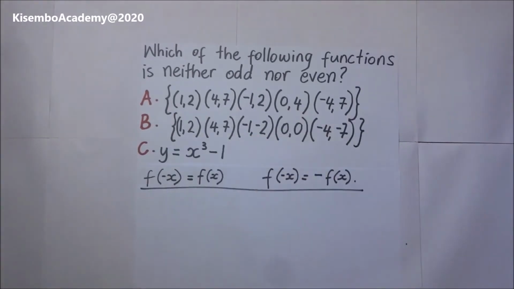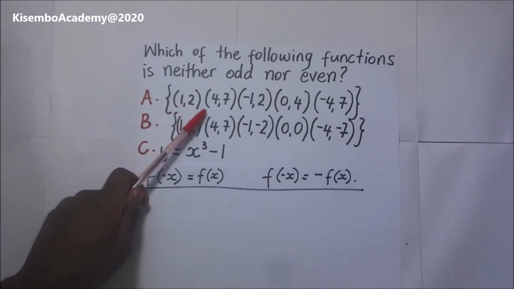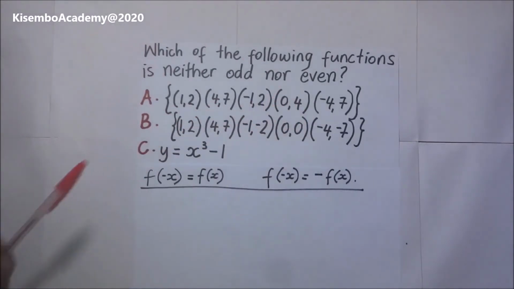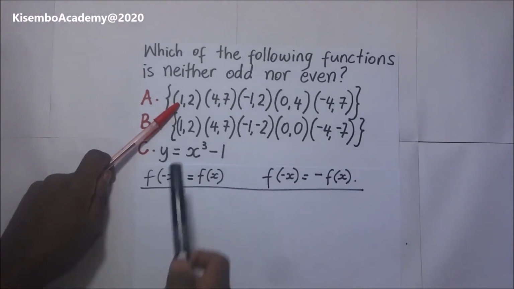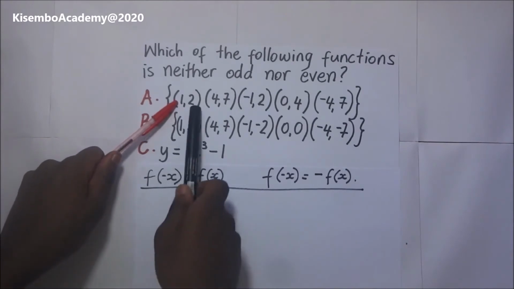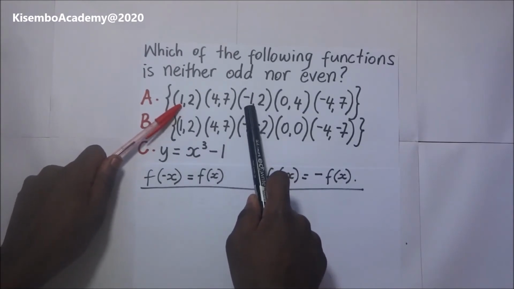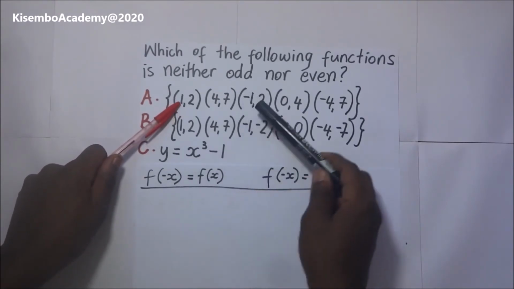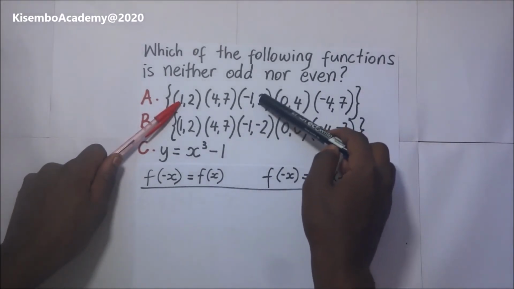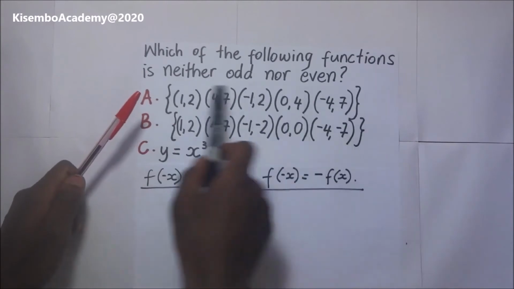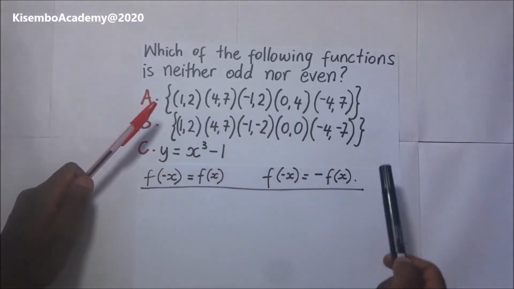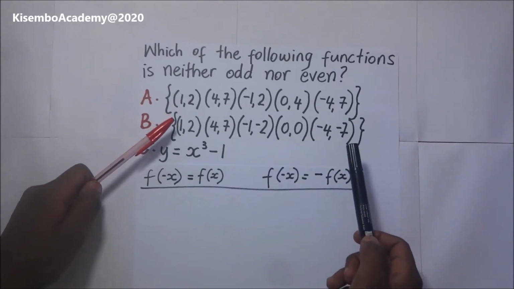So let's analyze part A. We have the input values 1, 4, negative 1, negative 4, and 0. When the value of x is 1, the value of y is 2. When we put negative 1 in the place of x, we are still getting back 2. So this relation or function is representing an even function.